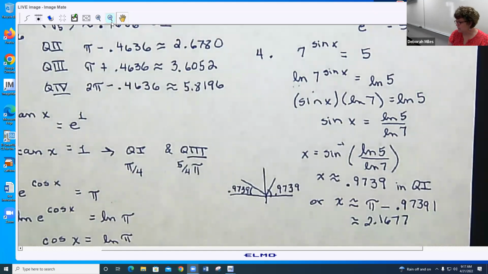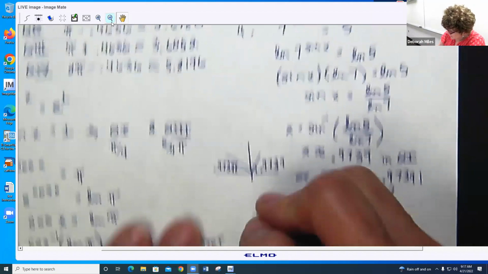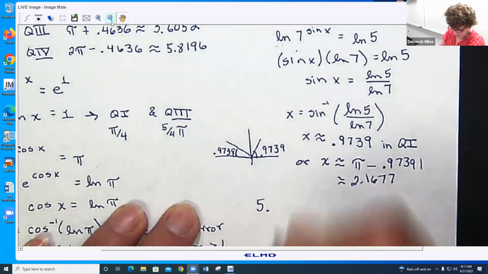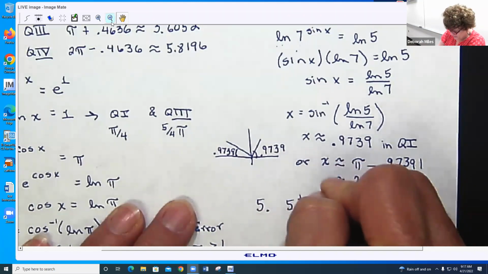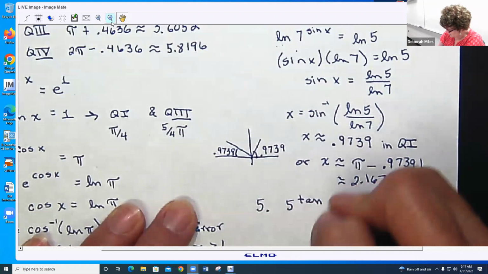I wish I could tell you you will never run into things that ugly in calculus, but you will. And it's my job to make sure you're ready for it. All right, we may have time for 2 more. Number 5 is still under objective 7, but it's a little bit easier than number 4.